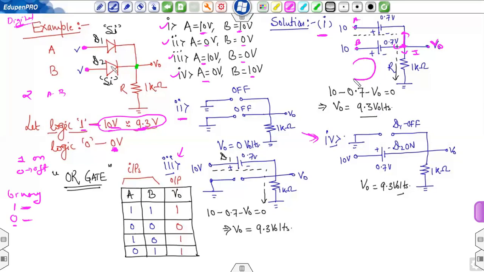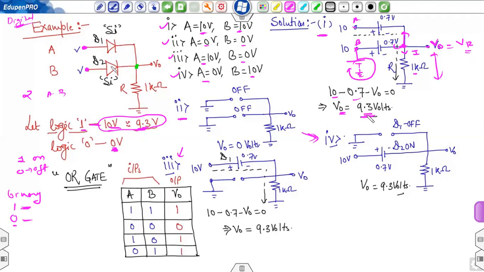Now applying KVL into this loop. 10 volt is written like this, meaning it must be given from ground, and the same for the other; in this nomenclature only 10 is written. So it is understood that this positive is connected to this point B, and negative is connected to ground. Now you can apply KVL across this loop. The value will be 10 minus 0.7, and this is V0. V0 is measured between this point and ground. So V0 will also be equal to VR, because VR is also I into this 1 kilo ohm. If you solve this, the value of V0 is 9.3 volt.